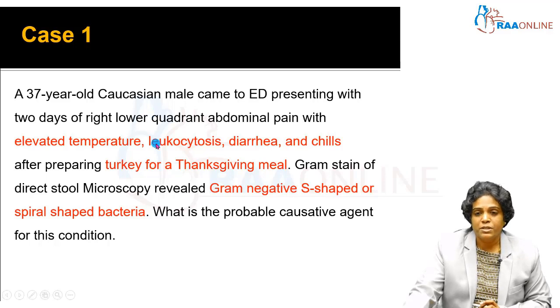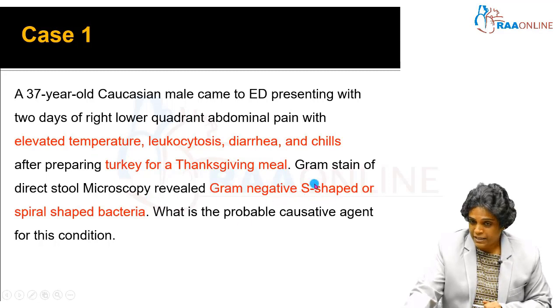So the things to note here is the patient had diarrhea after eating turkey for a Thanksgiving meal. Probably the turkey would have been contaminated with a bacteria. Poultry food poisoning is very common with bacteria like Campylobacter. And when you look at the morphology of this bacteria, it is gram-negative and S-shaped, a spiral-shaped bacteria. So this gives a clue that it could be Campylobacter jejuni.